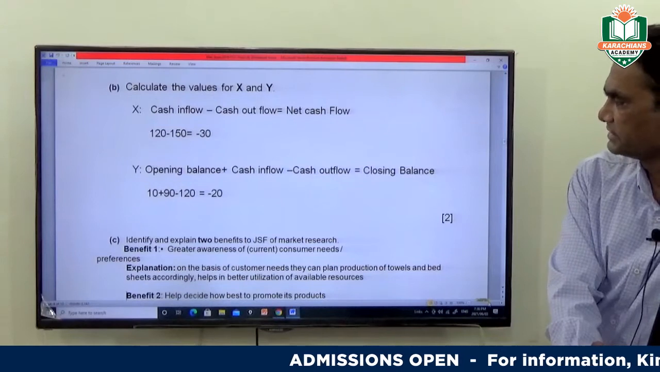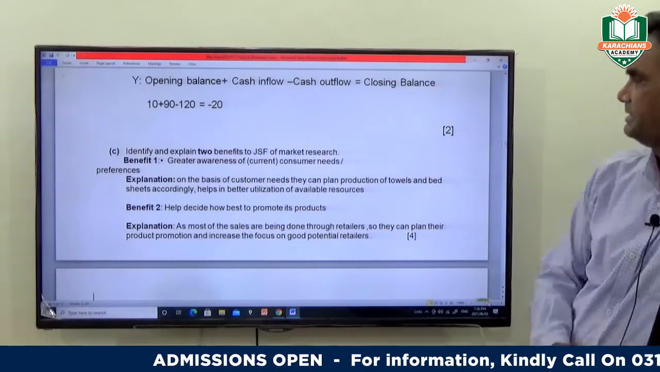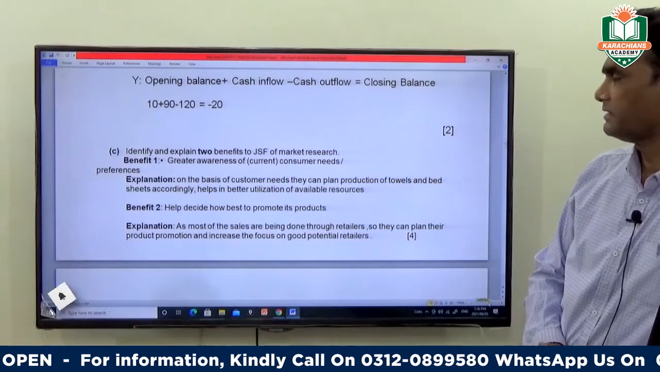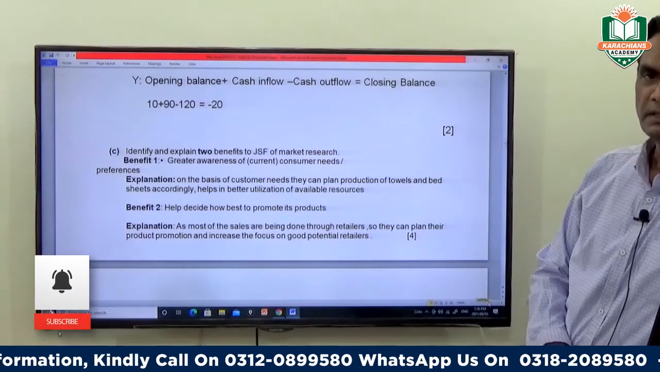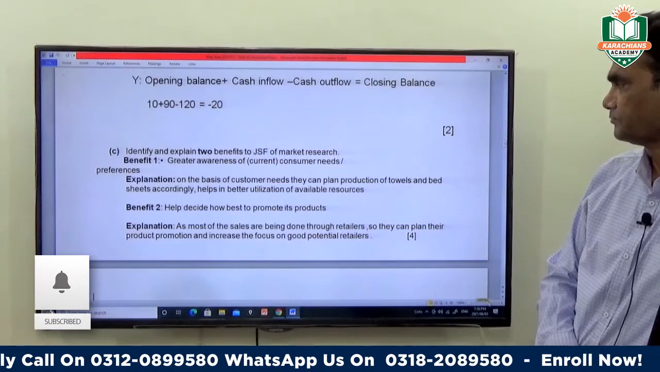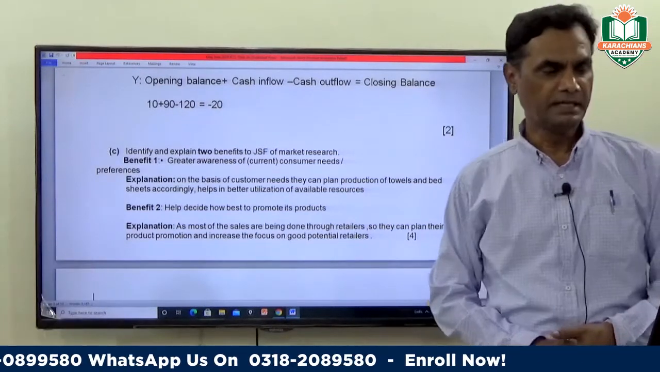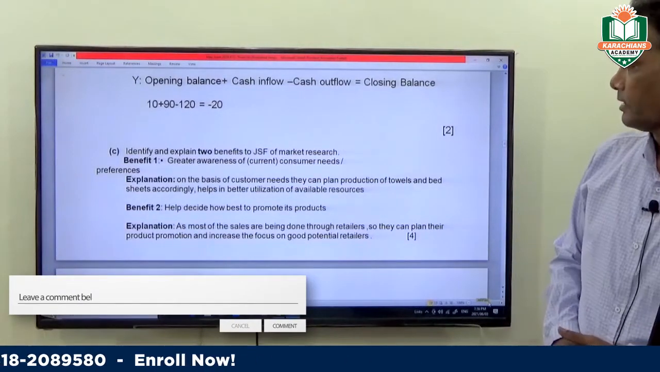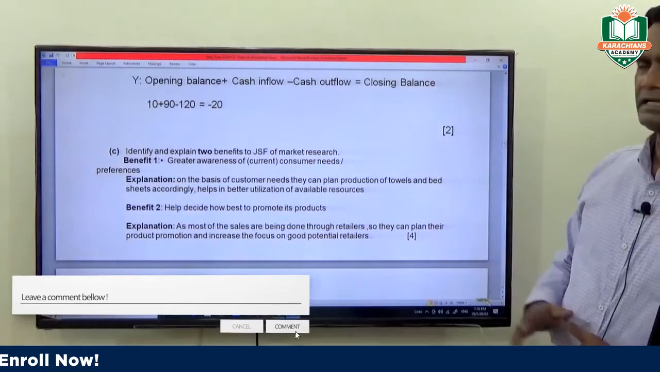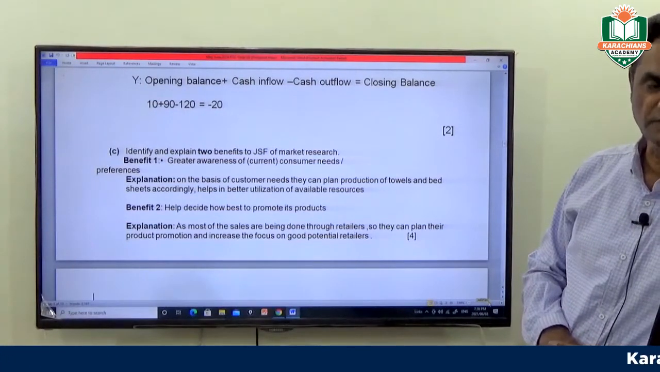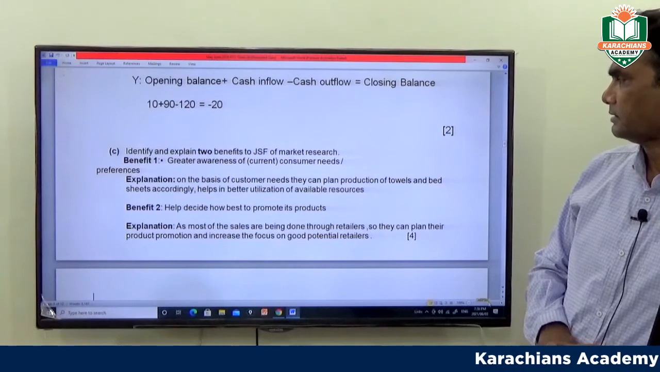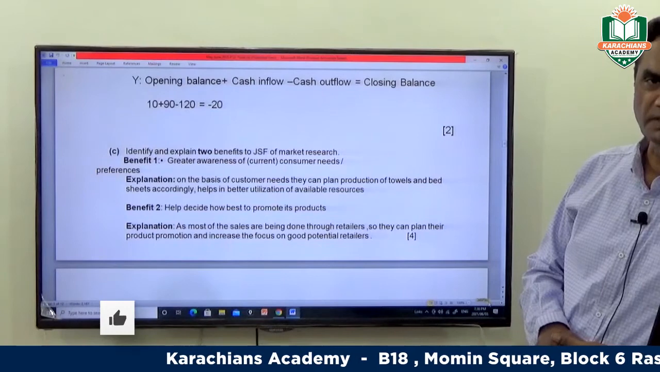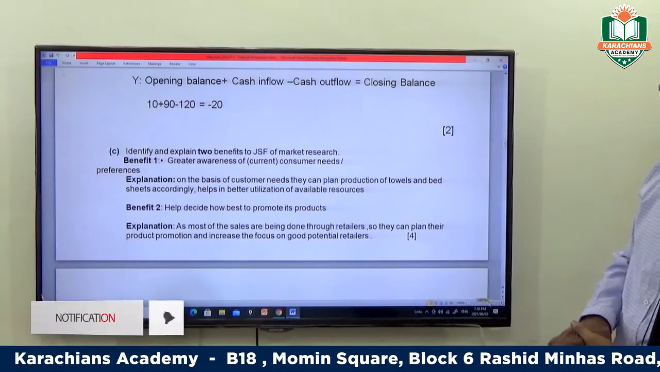Now come to question C. Identify and explain 2 benefits to JSF of market research. Here we have to identify what is the benefit of conducting market research to JSF. Number 1 benefit, greater awareness of current customer needs and preferences. On the basis of market research, we can know what the current preferences of our customers are, and we can be fully aware of customer needs and preferences.